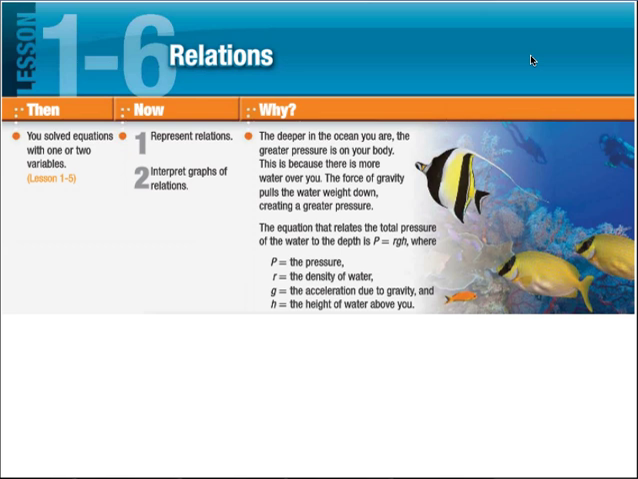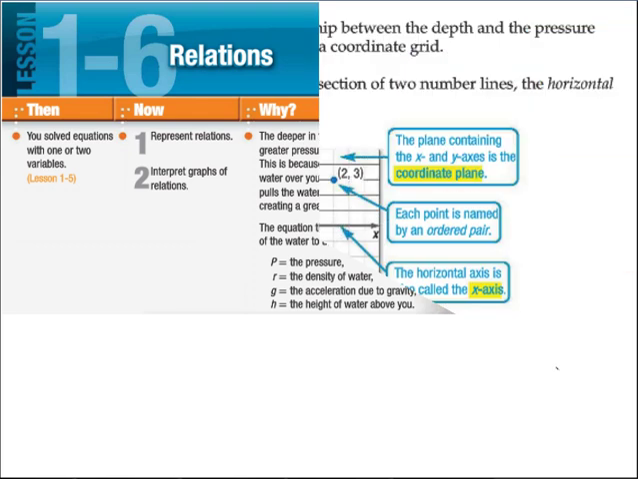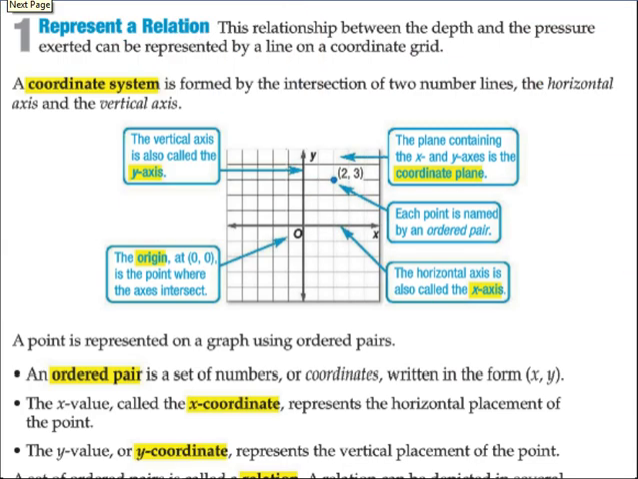So just pay attention to the highlighted words. Maybe pause the video more often than you normally do. Jot some things down just to make sure that you understand all the words in these two units. So some basic things.